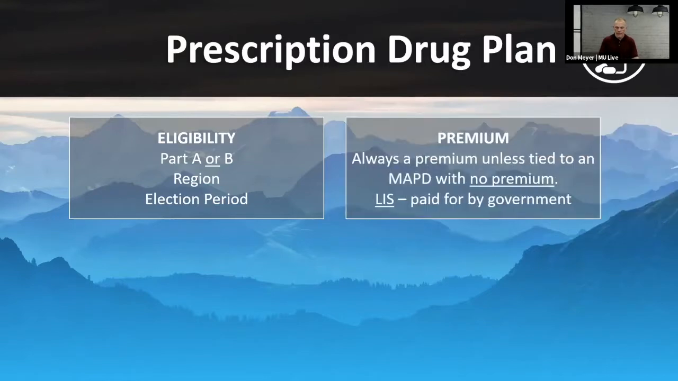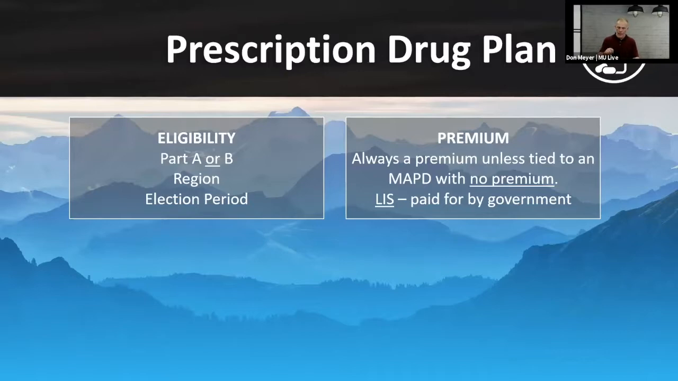And of course, you also have to have a valid election period in order to enroll into a prescription drug plan. Now, with prescription drug plans, there's a premium. It's always a premium unless it is tied to a Medicare Advantage plan that does not have a premium. So if there's a zero premium MAPD plan, it means there's no premium for the health part or the drug part.